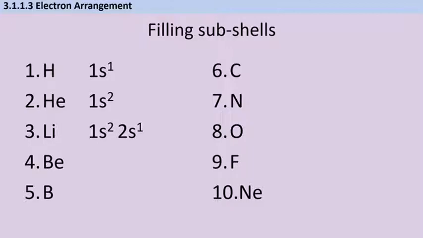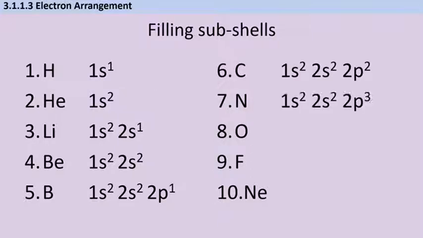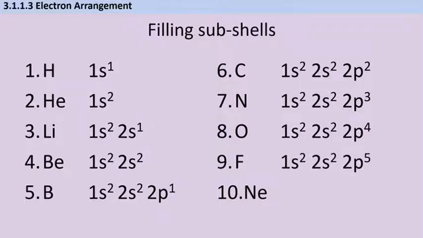For lithium, we've got that full S subshell, so 1s2, and then we've moved on to the second S subshell, so we go 2s1, and this continues, so we have 2s2. Then, because we're in the second shell, we now have access to a P subshell. So for boron, we have 1s2, 2s2, 2p1, and then we carry on going like this, so we have 2p2 for carbon, 2p3 for nitrogen, 2p4 for oxygen, 2p5 for fluorine, and 2p6 for neon. So you can see that certainly to start with, this is very straightforward.